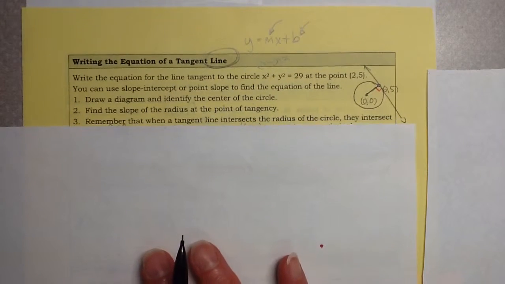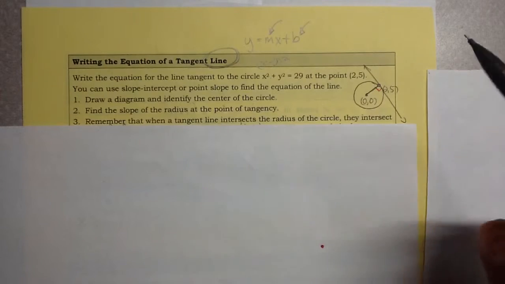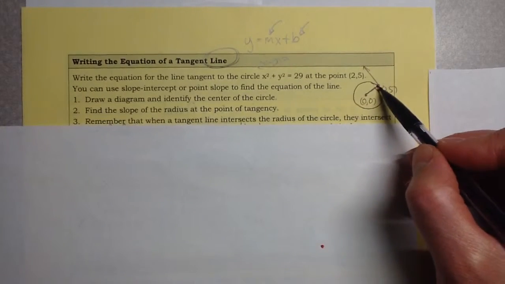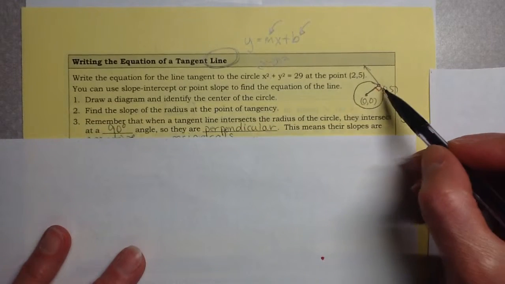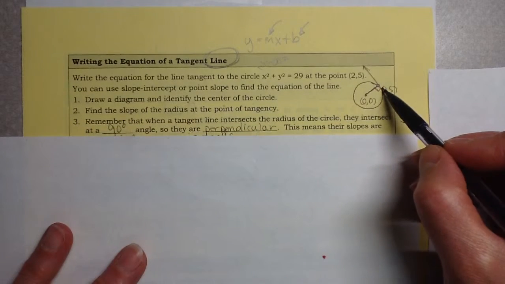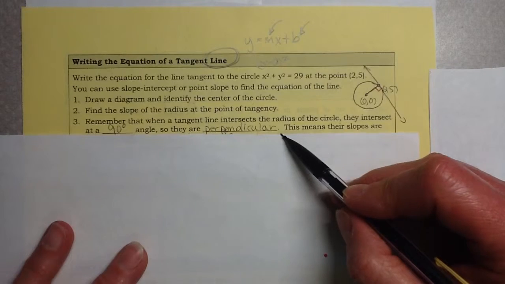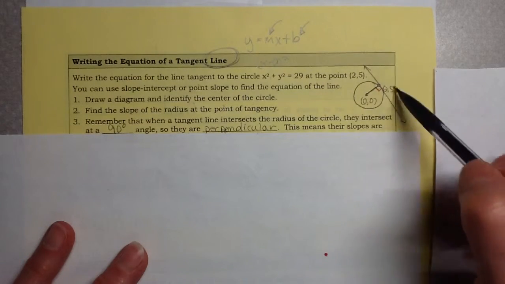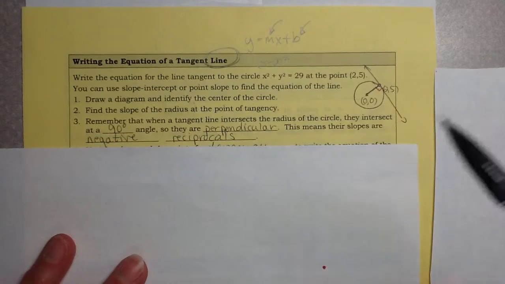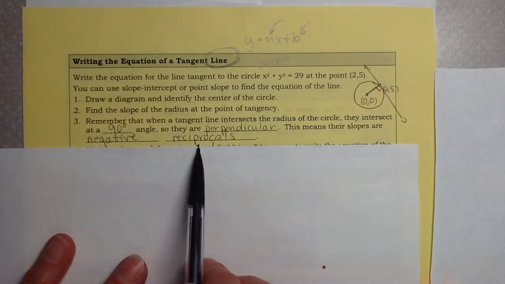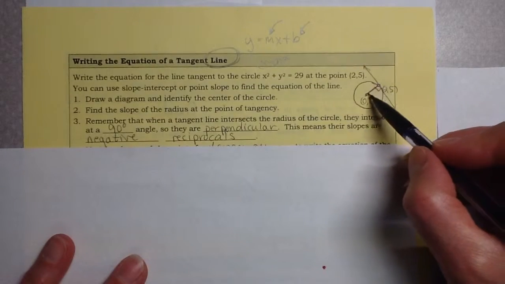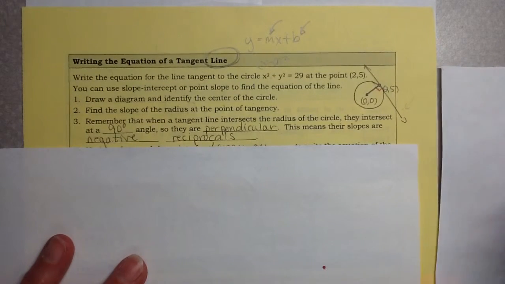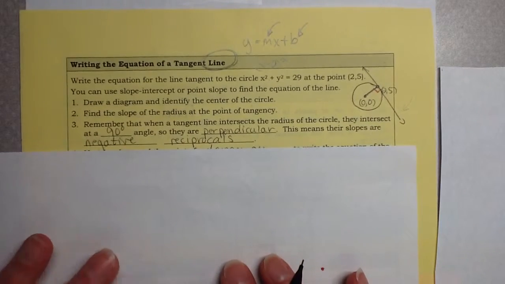Because if you remember from geometry last year, when a tangent line intersects the radius of a circle, they intersect at a 90-degree angle. So I just put a right angle here. That means they're perpendicular. So what do we know about lines that are perpendicular from earlier in the year? Lines that are perpendicular have slopes that are negative reciprocals. So if we can find the slope of this line, we just have to take the negative reciprocal and we'll have the slope of that one. So that'll help us out a lot.